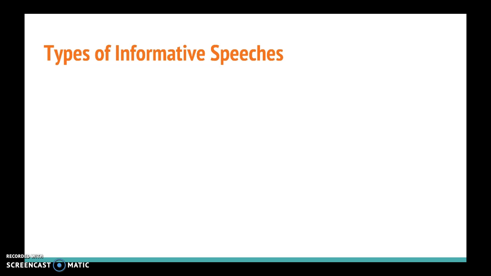Now, there's a little asterisk at the top of this slide because ultimately it's not really important for your speeches to know which type of informative speech you're giving. So, for example, if you're giving a speech about the life of J.K. Rowling, you don't need to tell us, the audience, that this is an object speech, right?